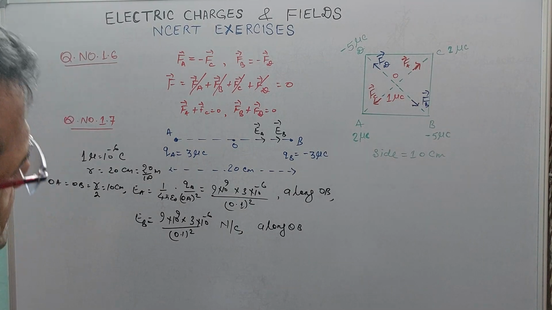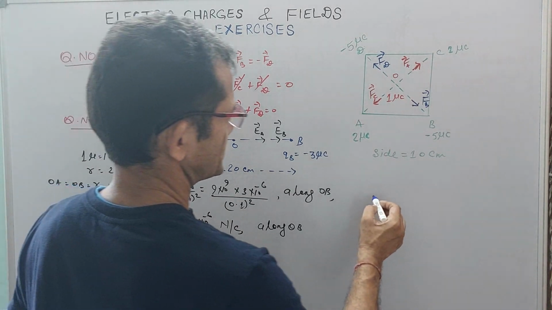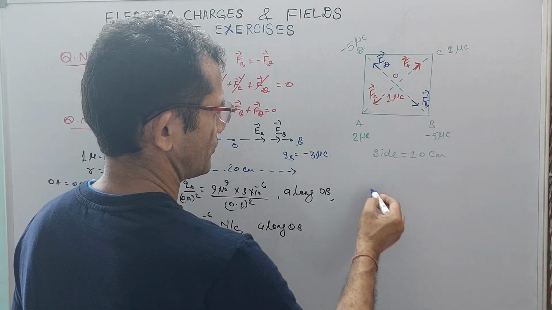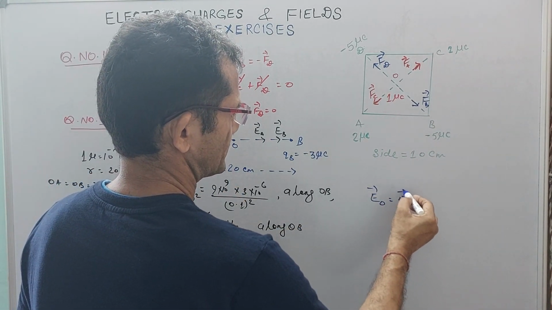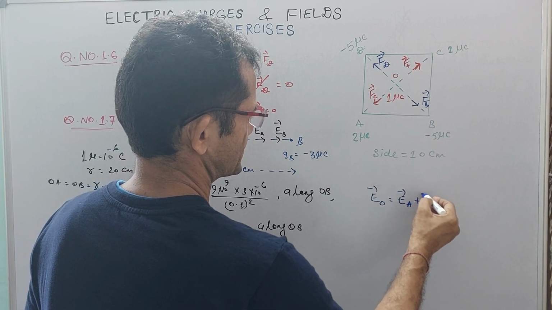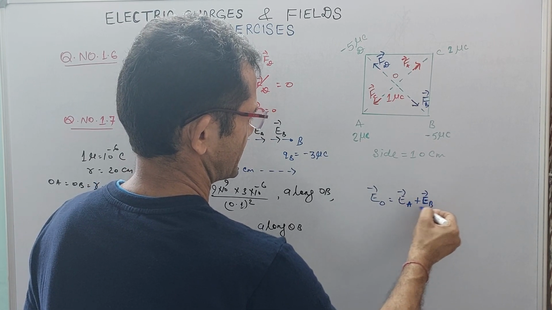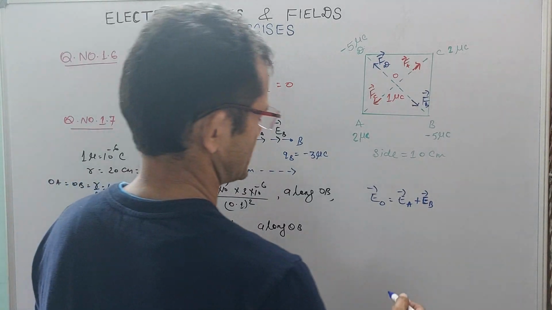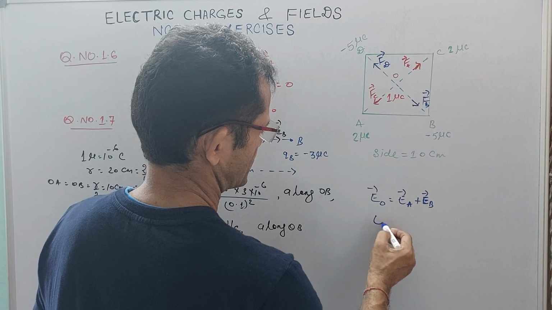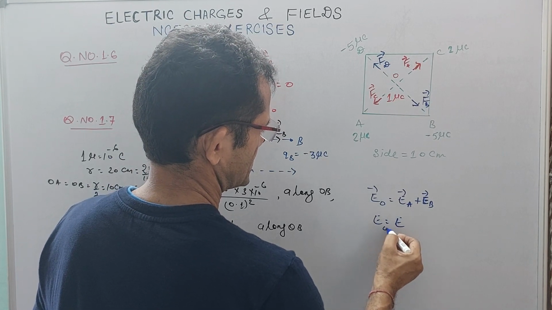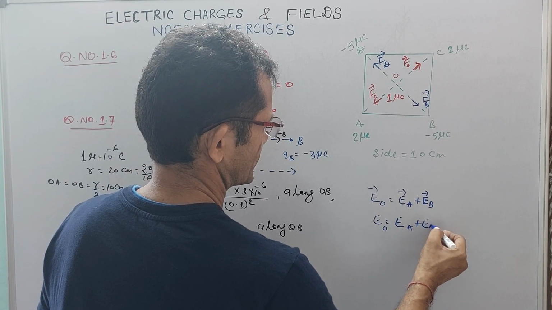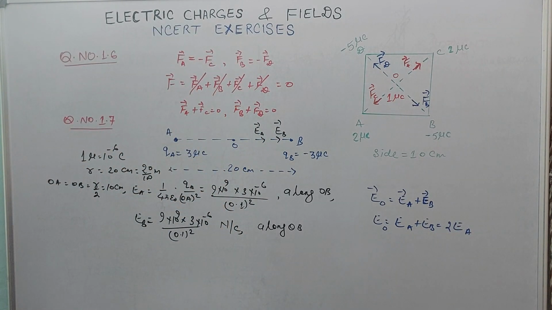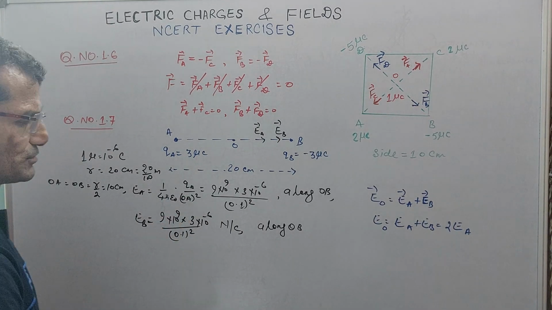So both EA and EB are in the same direction, along OB. In vector form, the resultant field at the point O is equal to vector EA plus EB. Since they are in the same direction, the angle between them is 0. If you apply the vector formula, the magnitude will be just the addition of these. EA plus EB both have the same magnitude, so we write this as 2 times EA.